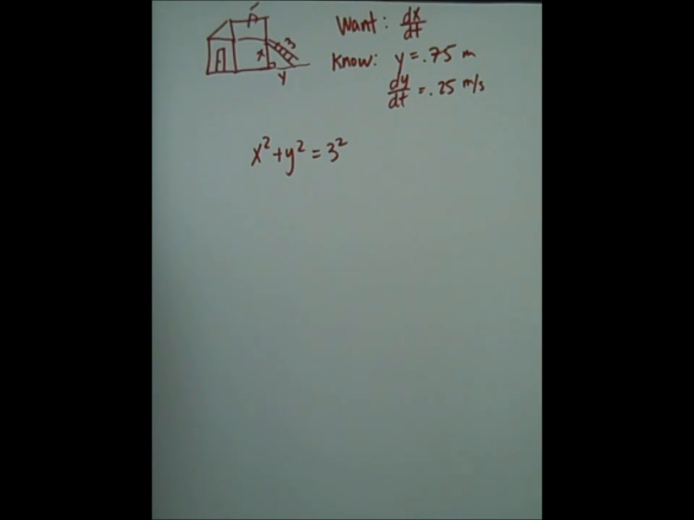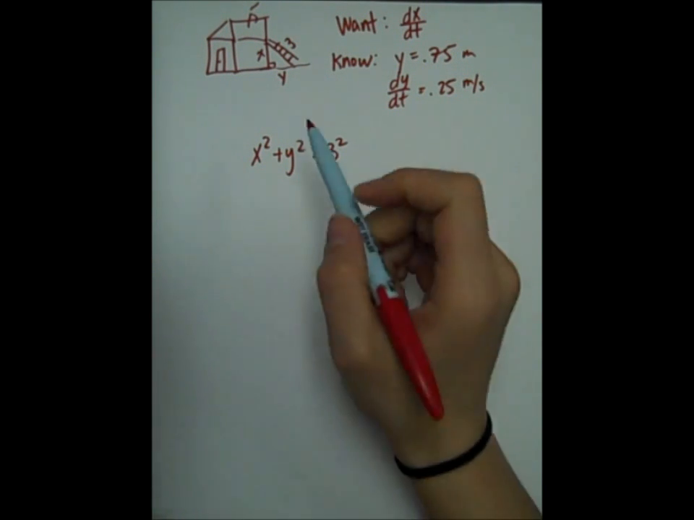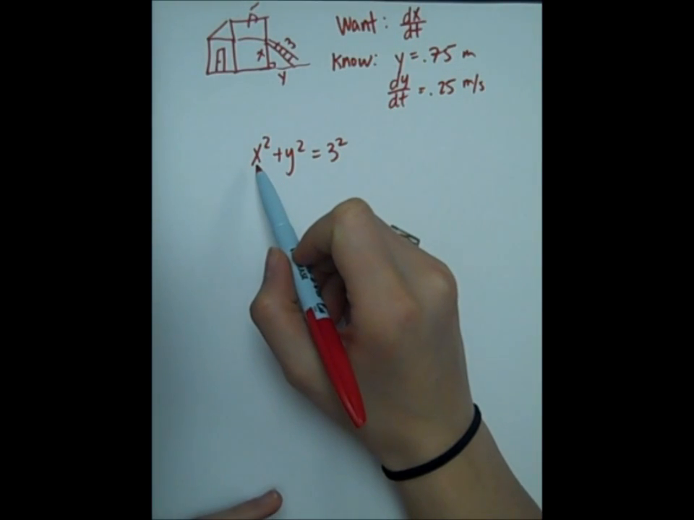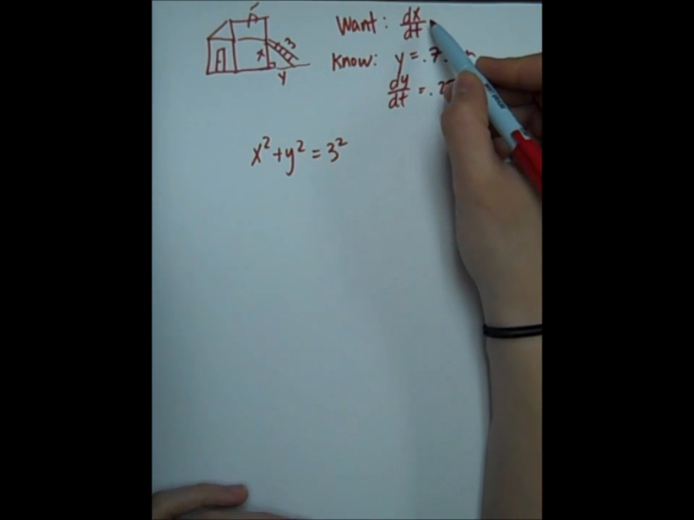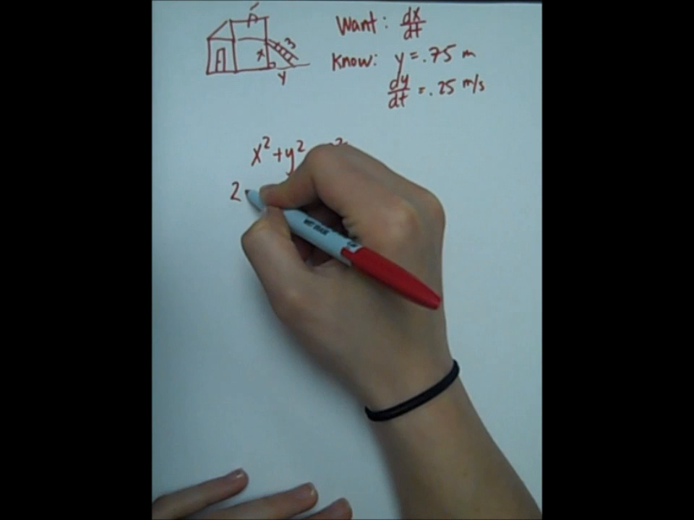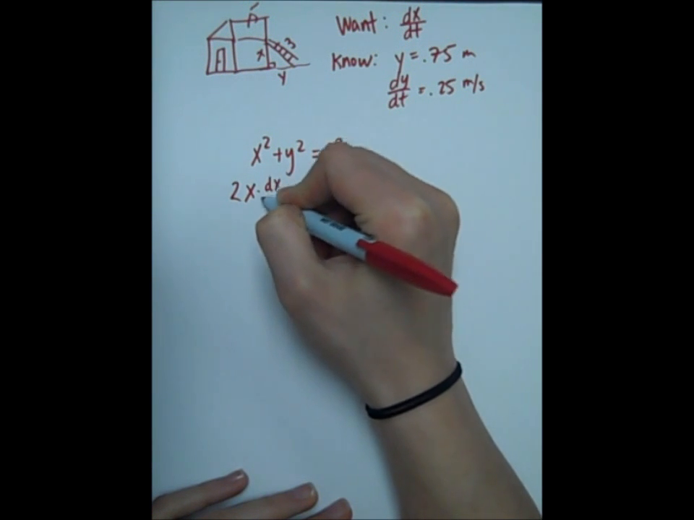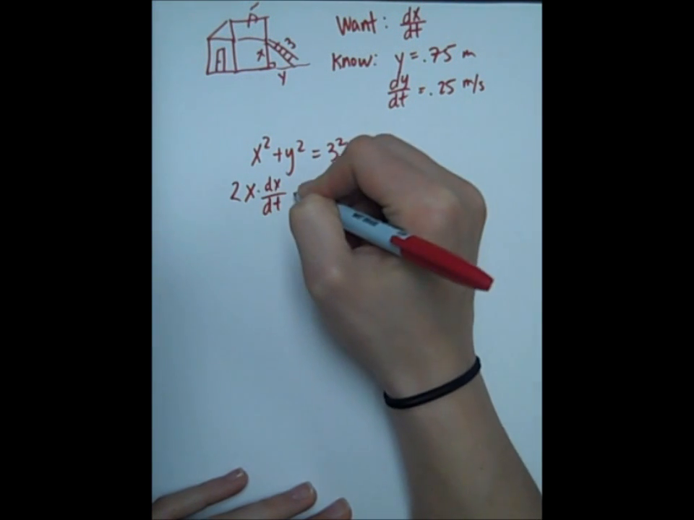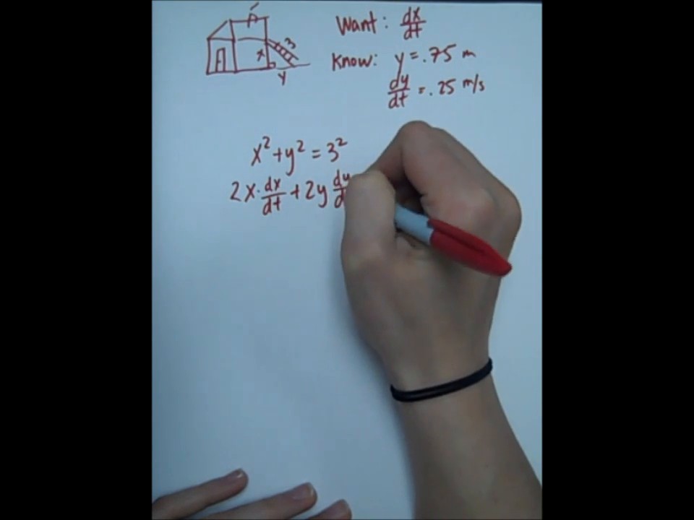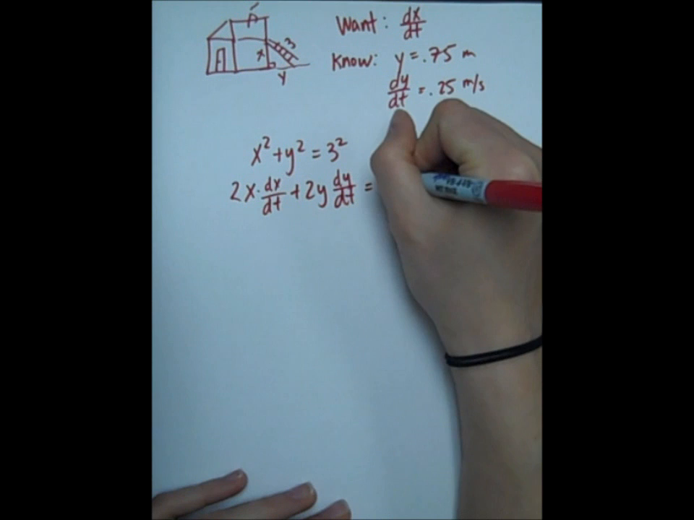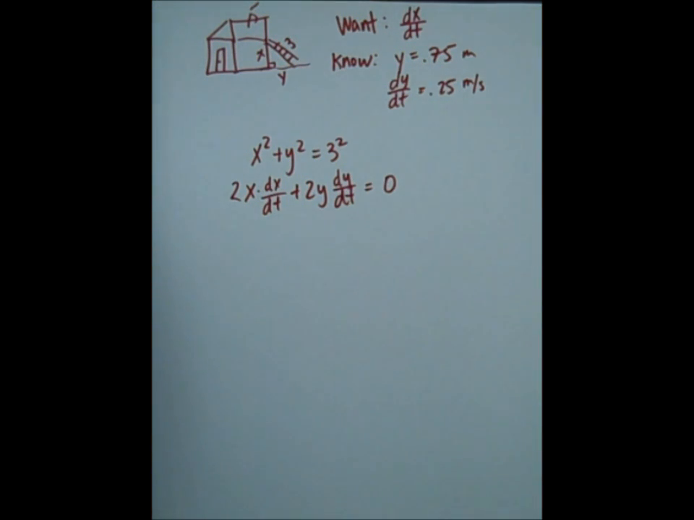Now I'm going to take the derivative. When I take the derivative, I'm going to use the chain rule. Keep in mind, x is a function. x is not my variable here. t is my variable. Time is the variable. So if I take the derivative, I'll get 2x dx/dt plus 2y dy/dt is equal to 0. 3 squared is a constant. Taking the derivative of a constant gives you 0.